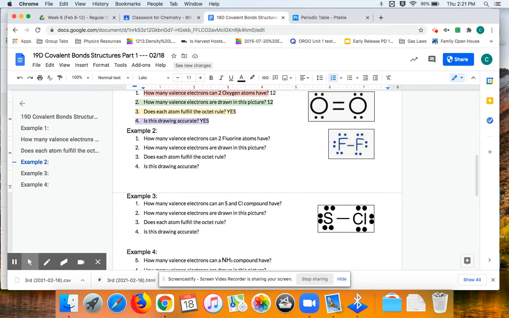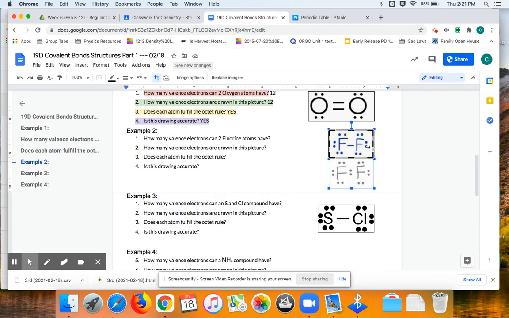That's how many it should have. It should have 14. It should not have more. It should not have less. So next we need to count them. Again, 1, 2, 3, 4, 5, 6, 7, 8, 9, 10, 11, 12 dots. Some people stop there. Don't stop there because we also have the bond in the middle. So that bond represents 2 more. So we had 12 and then the single bond in the middle. So that's 13, 14. So how many valence electrons are drawn? 14 are drawn.